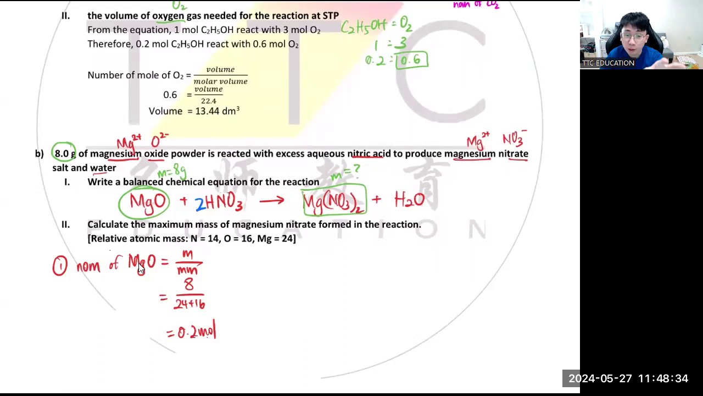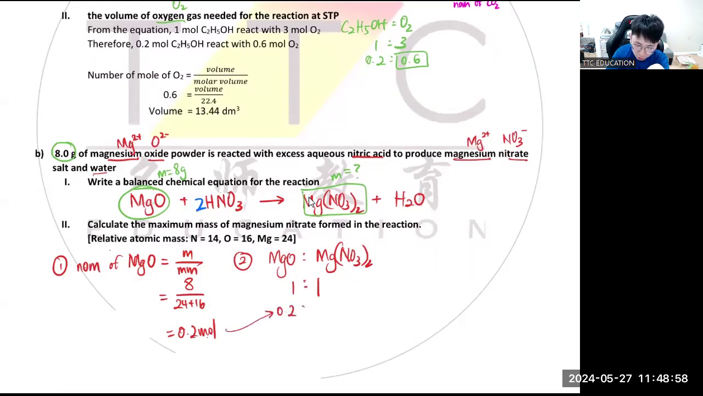Once I have the number of moles of magnesium oxide, step 2 is to compare. What I have is MgO. What I want is Mg(NO3)2. But the good news is, is there any number in front of MgO and Mg(NO3)2? Don't have, right? So the ratio is 1 to 1. Then you get 0.2 to 0.2. So this is the number of moles of magnesium nitrate.